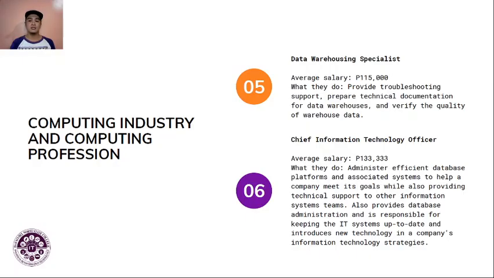Okay. Now, number six, you have the Chief Information Technology Officer. Average salary, that's 133,333. So what they do, they administer efficient database platforms and associated systems to help a company meet its goals while also providing technical support to other information systems teams. Also provides database administration and is responsible for keeping the IT systems up to date and introduces new technology in a company's information technology strategies.